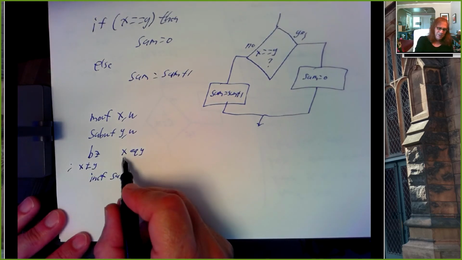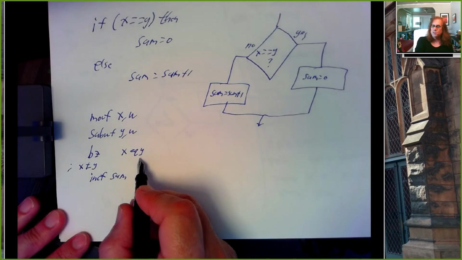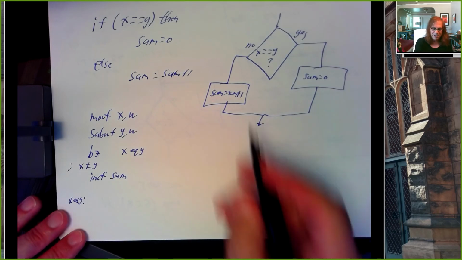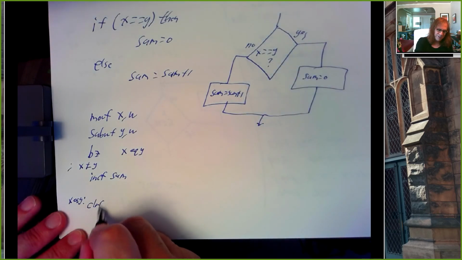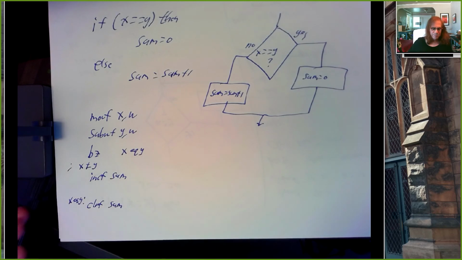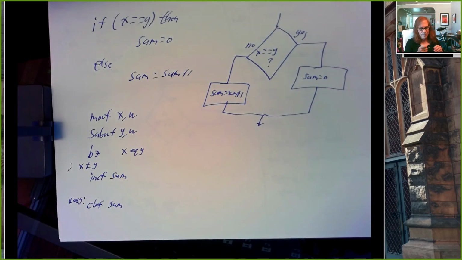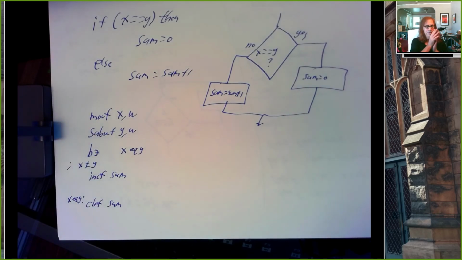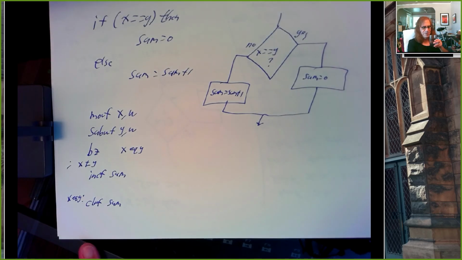Well, I need to write code for what to do if x is equal to y. And so I might write x equals y. And what I want to do here, if x is equal to y, is clear sum. But there's a problem. If this is my actual code, this is not going to work quite right. So what's the big problem here?